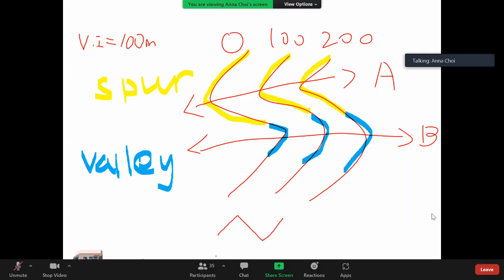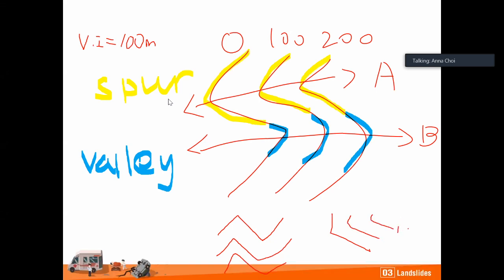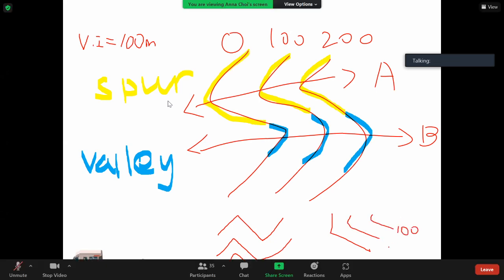So even though I have no idea what this is, talking about contour lines, valley and spurs. What you are looking at is the convex number. If you turn the map 180, so just like this one, I just randomly write some numbers here. So you can see the V shape, V shape, V shape, V shape.